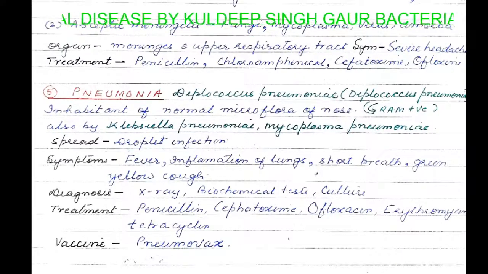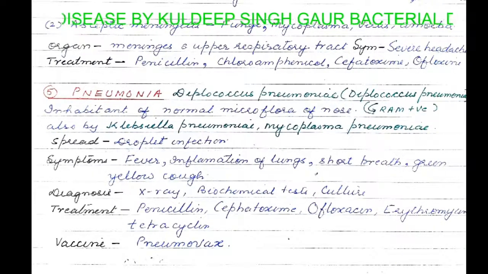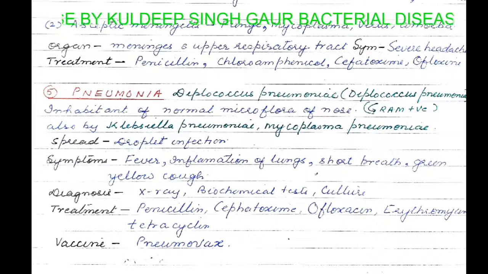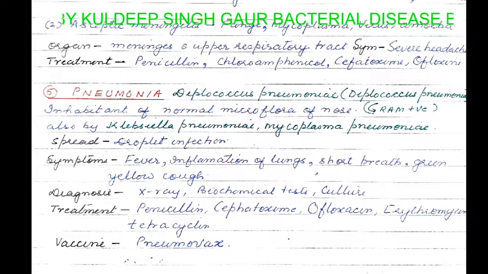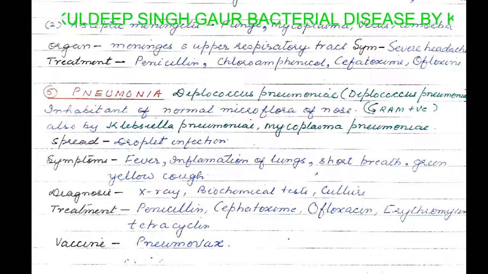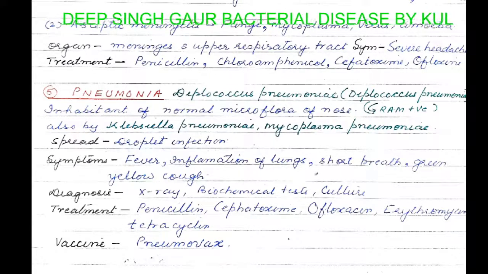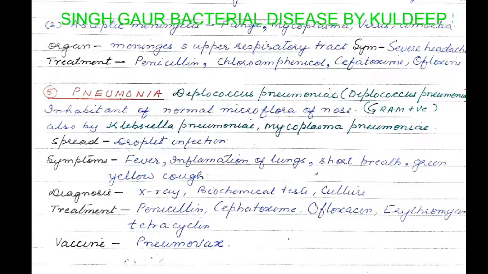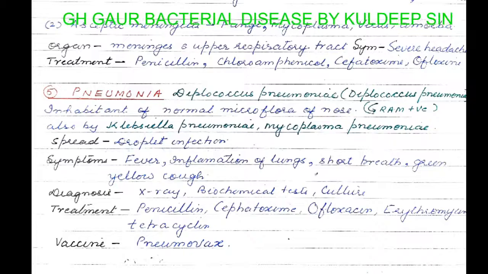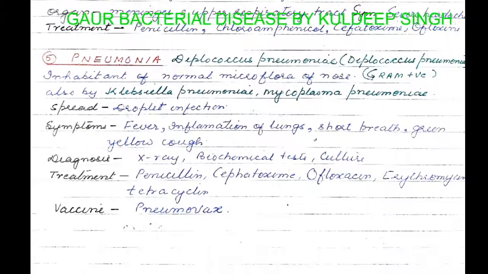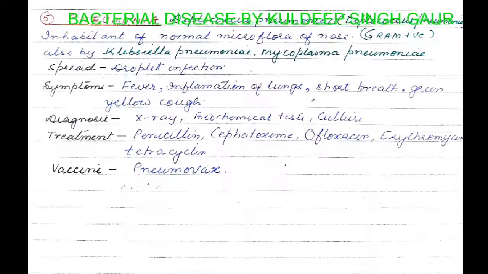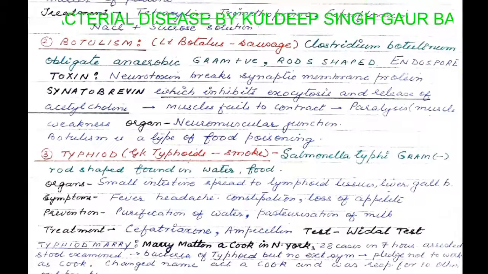Then we have X-ray, biochemical tests, and culture methods to ensure the Diplococcus infection. Treatment is done by penicillin, cefotaxime, ofloxacin, erythromycin, and tetracyclines. And we also have Pneumovax, or the pneumonia vaccine, for prevention of this disease.